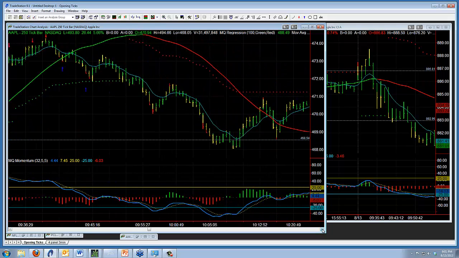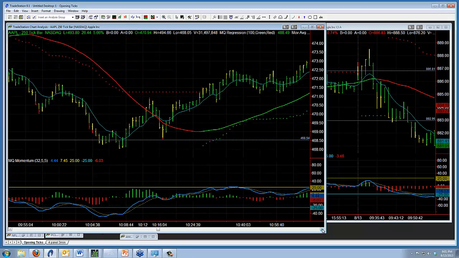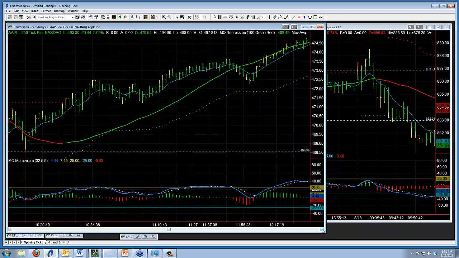What I'm trying to do is find a good divergence pattern. Usually you see them at turning points in the market.